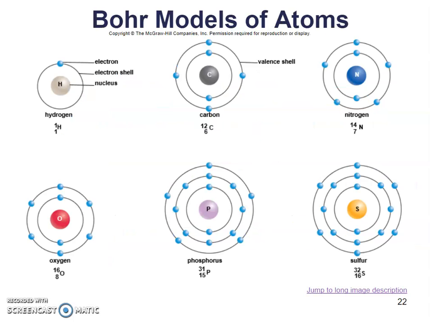Here are some Bohr models of atoms. You'll notice that the symbol is in the middle, representing all of the protons and the neutrons in the nucleus, and the outer rings, these are electrons.